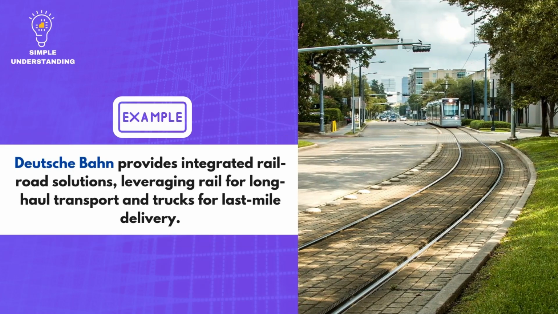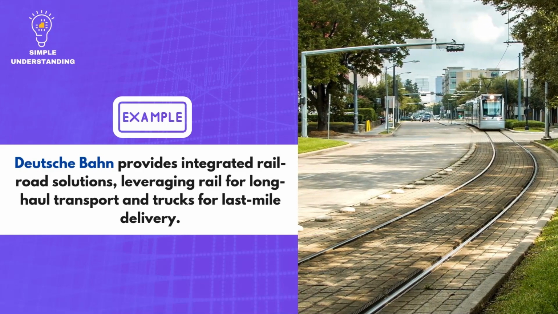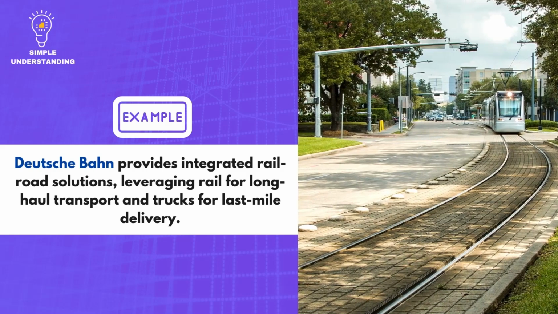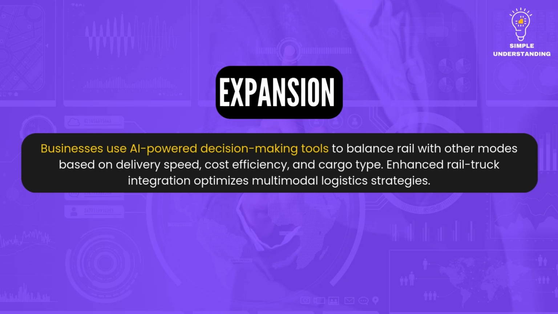Real company example. Deutsche Bahn provides integrated railroad solutions, leveraging rail for long-haul transport and trucks for last-mile delivery. Expansion. Businesses use AI-powered decision-making tools to balance rail with other modes based on delivery speed, cost efficiency, and cargo type. Enhanced rail truck integration optimizes multimodal logistics strategies.